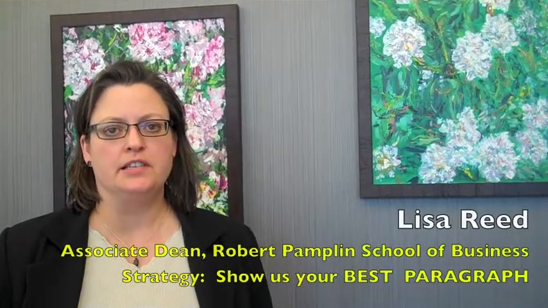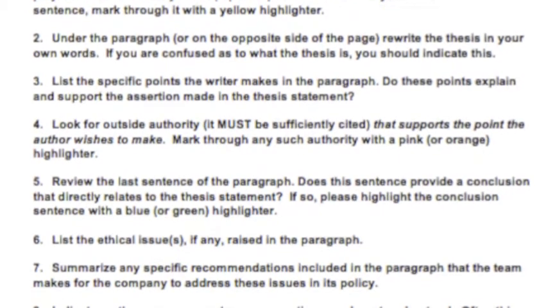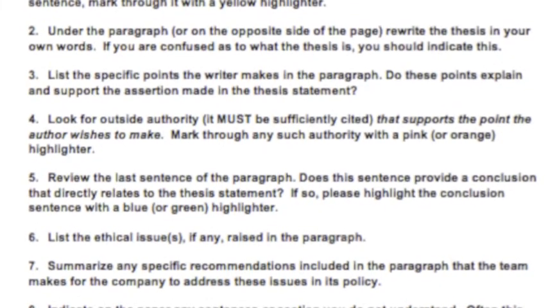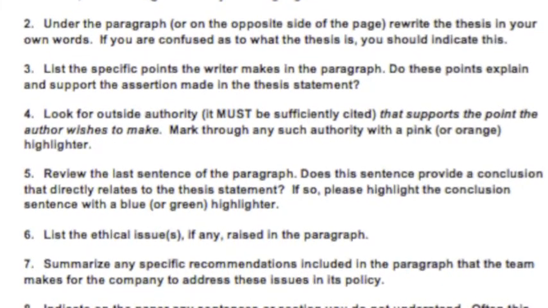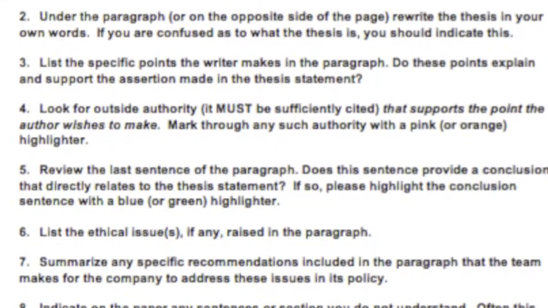One strategy for peer review that I've found to be successful is to have students bring what they consider their best paragraph from their paper, and they exchange it with other students, and those students respond to it and evaluate it in conjunction with the prompts that you're looking at right now.